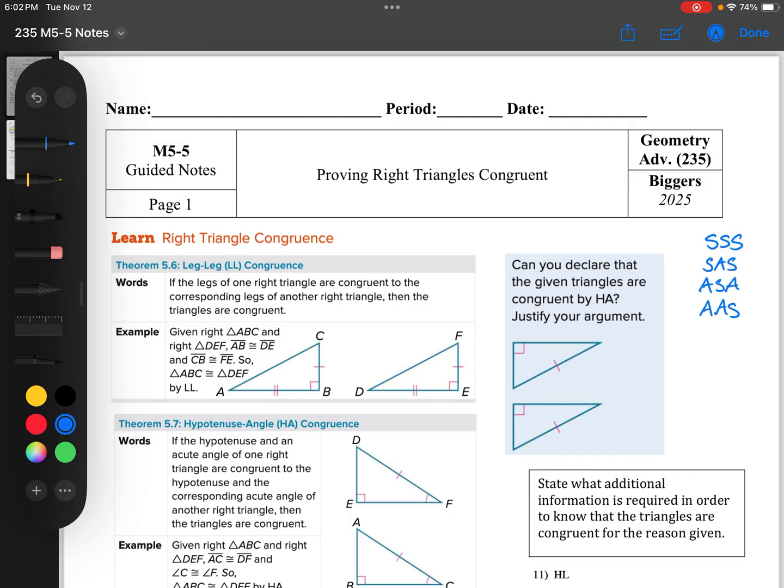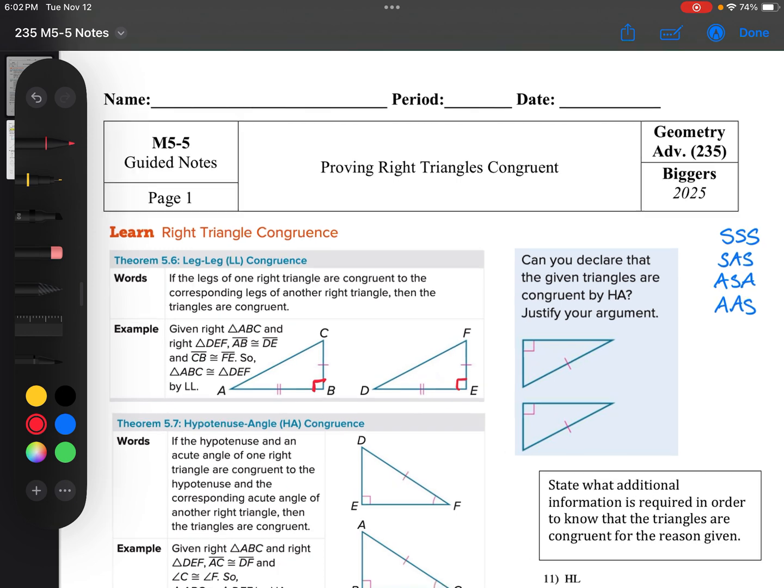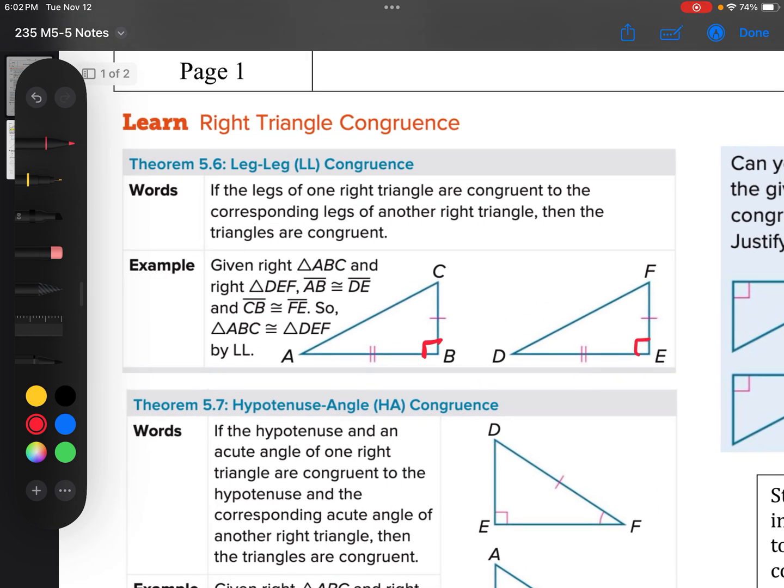There are also some things to prove right triangles congruent. A right triangle is a triangle that has a side that makes a 90-degree angle. So you can see right here in those two examples. So are there some different congruences for us to prove these right triangles congruent?